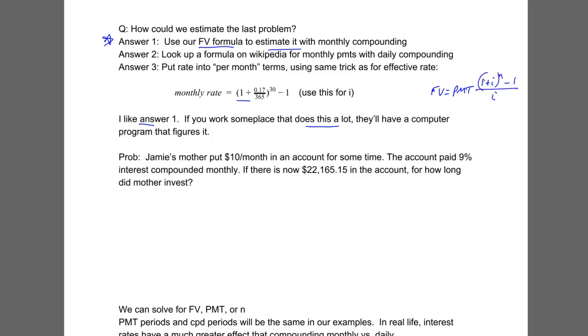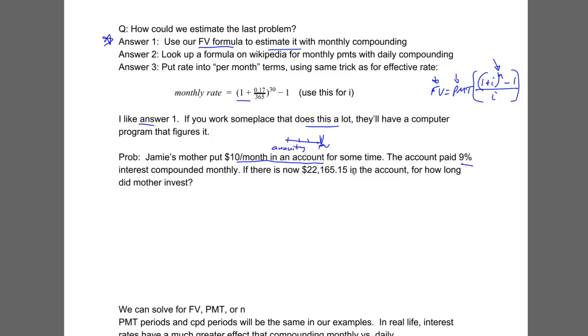More or less. We solved for payment and we solved for future value in two problems. We can also solve for n. So let's try that. $10 per month in an account for some time. So $10 per month is the payments. So this is an annuity because they're making payments every month.